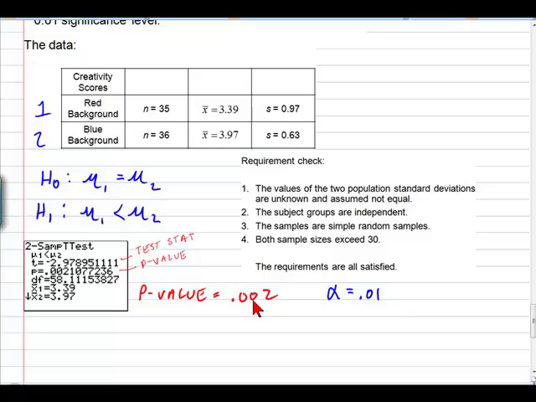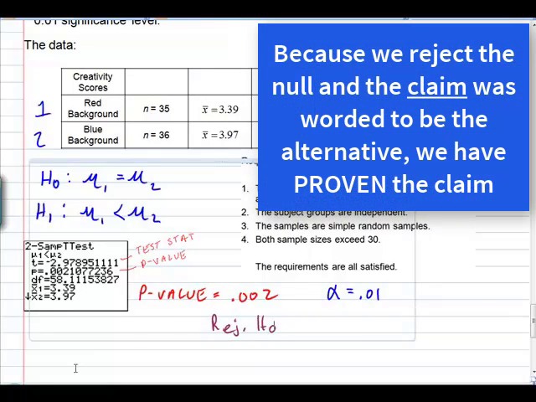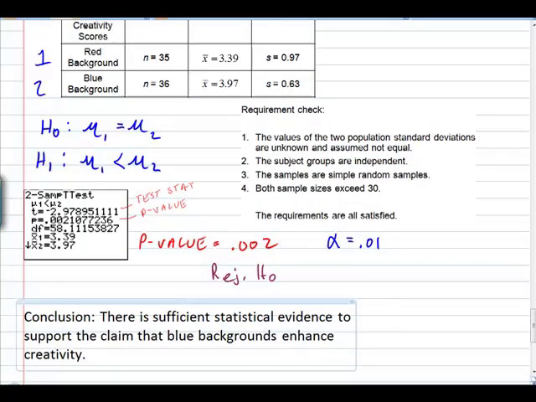Since our p-value is less than our alpha, would we reject or fail to reject the null hypothesis? Reject the null hypothesis, and the null hypothesis said that there is no difference between the two groups. So the conclusion is there is sufficient statistical evidence to support the claim that blue backgrounds enhance creativity.